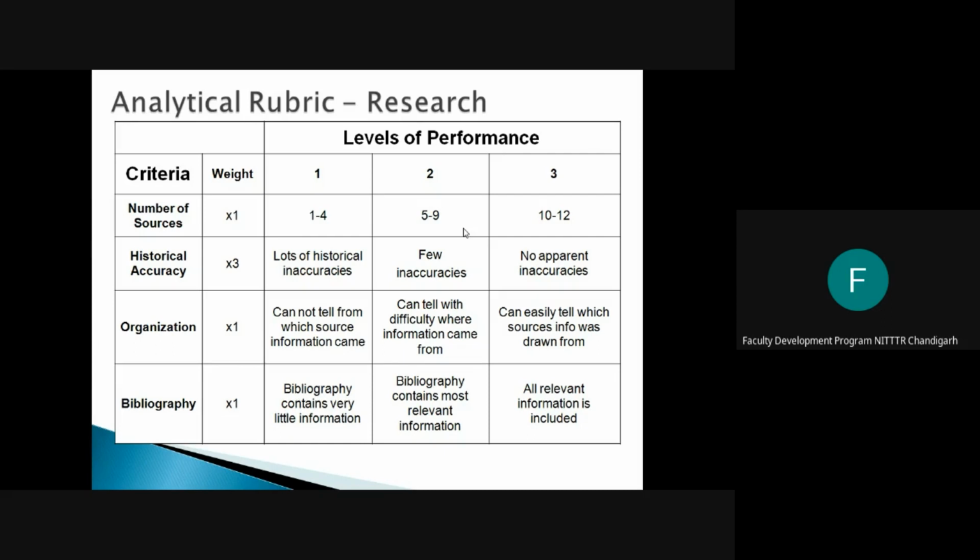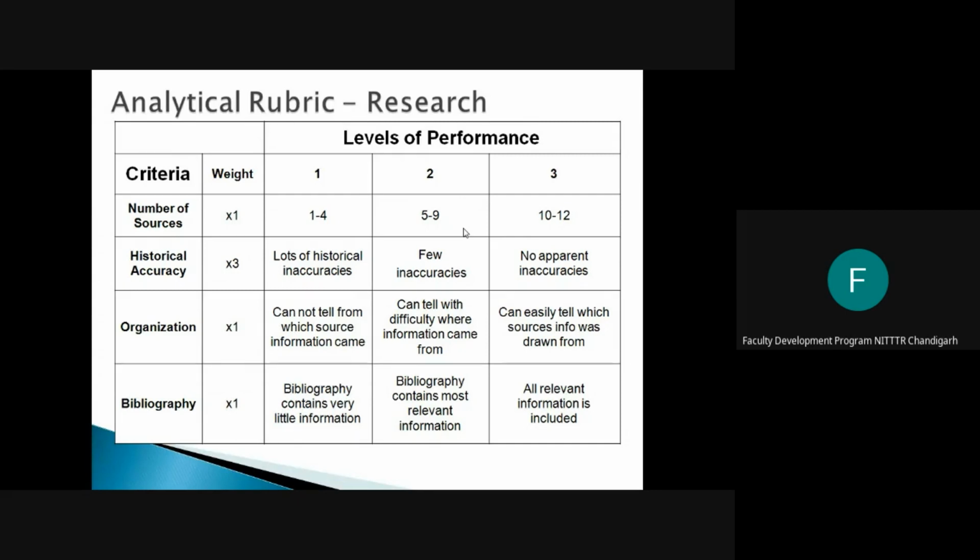So what will be the criteria? I have written down 4 criteria. First, the number of sources from which you have taken the information. Whenever you write a research paper, you collect a lot of information, you give a lot of references. So what is the number of resources you have taken? Number of resources 1 to 4, then the level is 1. If the number of resources is from 5 to 9, then the more the number of resources, the better is the performance of the student. 5 to 9, the level is 2. And if the number of sources is 10 to 12, then the level is 3.